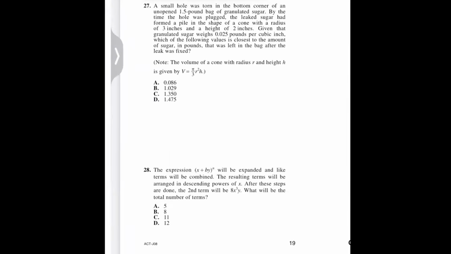Okay, so on this one, this is talking about a small hole with leaking. Given that the sugar weighs 0.025 pounds per cubic inch, which of the following values is closest to the amount of sugar that was left in the bag after it leaked? Which would be rather inconvenient, to be honest. So on this one right here, you have 1.5 pounds. And then it is forming this formula of a cone.